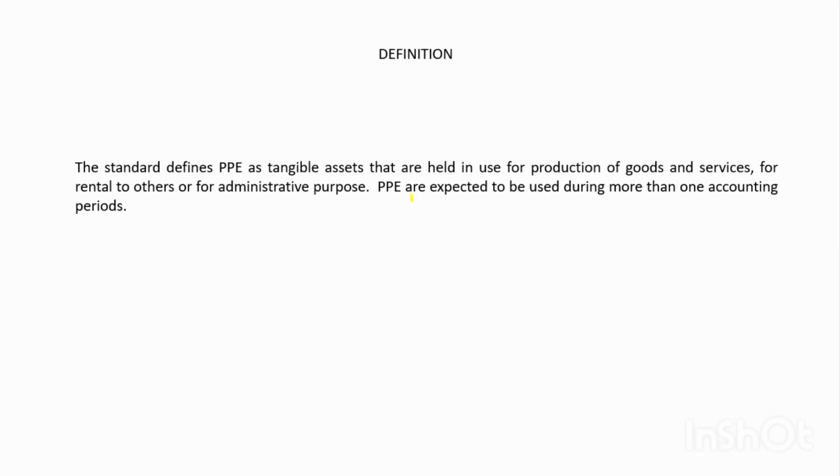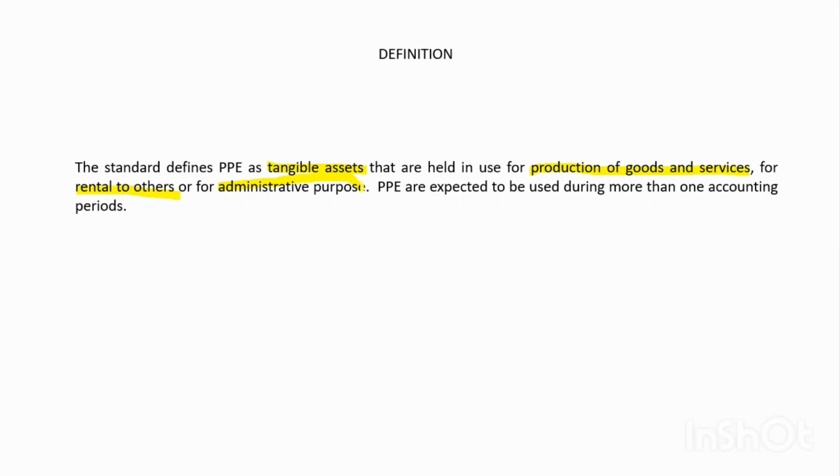So now, what is the definition of property, plant, and equipment according to the standard, according to IAS 16? The standard defines PPE as tangible assets that are held for what? Production of goods and services, for rental to others. These are the keywords in the standard definition, or administrative purposes. So just four keywords there. Tangible assets that are held for production of goods and services, for rental to others, or for administrative purposes.